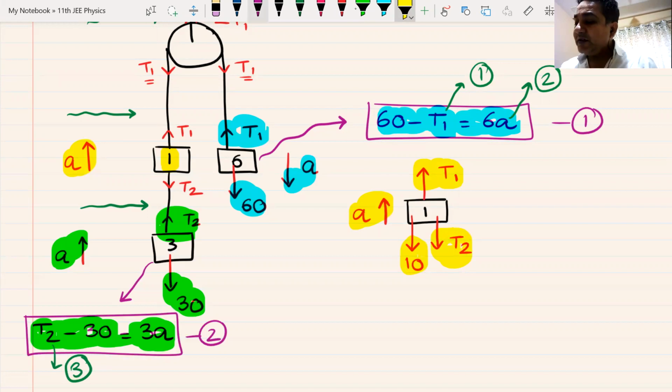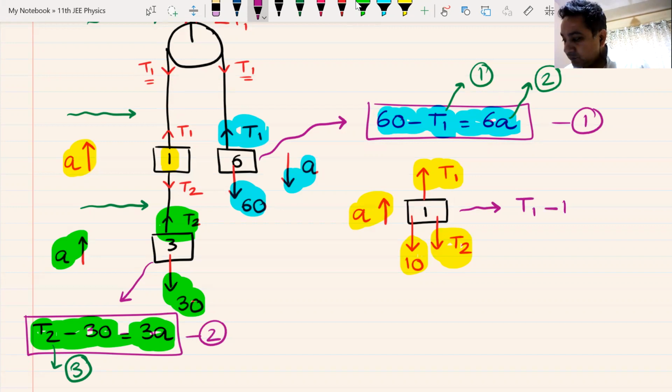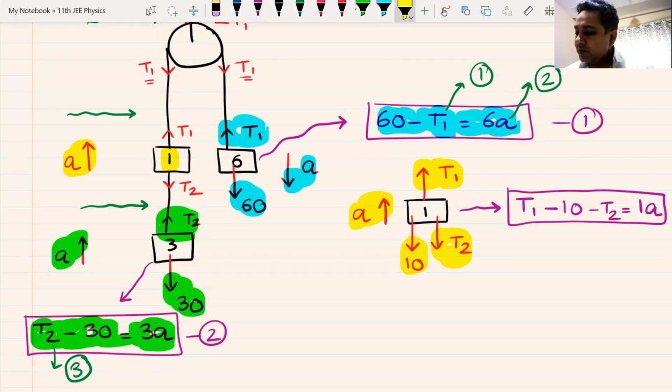Can anyone tell me what will be the equation of this block? Acceleration is upwards, T2 is downwards, 10 is downwards. So T1 minus 10 minus T2 is equal to 1A. That becomes the equation for this block. Yes or no? Do we understand this? This becomes my equation number 3.